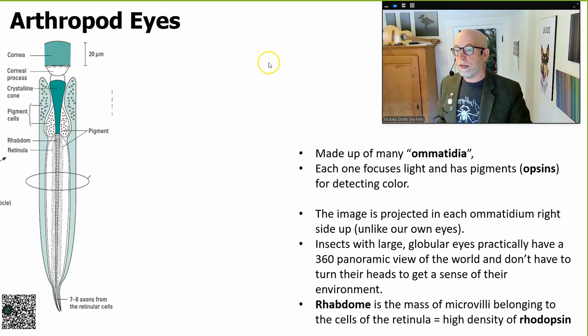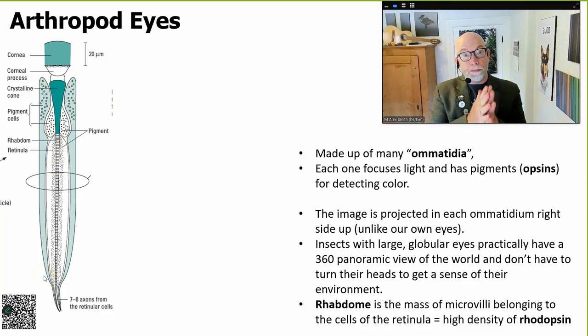Now the rhabdome in the center here, almost like the little backbone down this ommatidium, is where the mass of microvilli is, the one in the blue and pink phylogeny at the top that I call a toothbrush. They belong to the cells of the retina, and they have the highest density of the opsins, and in this case, in the hexapod example, rhodopsins.